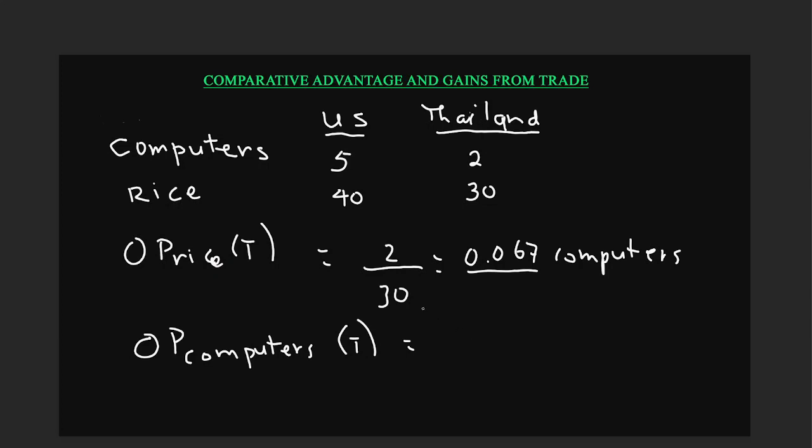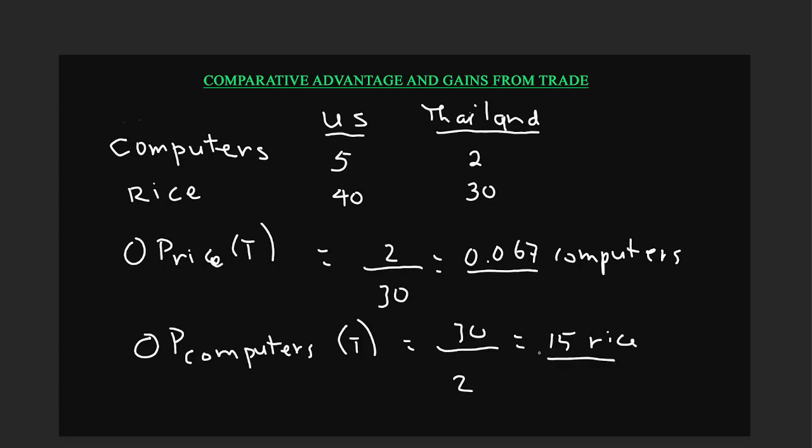Okay, so what is the opportunity cost of producing computers for Thailand? That is basically the inverse. If you want the opportunity cost for the other one, you can just take the inverse of this, but let's do the calculation. Again, computers go in the denominator, which is 2 per 30. This is just the inverse of that. If you do that calculation, you get 15 rice, meaning each computer costs Thailand 15 packs of rice.